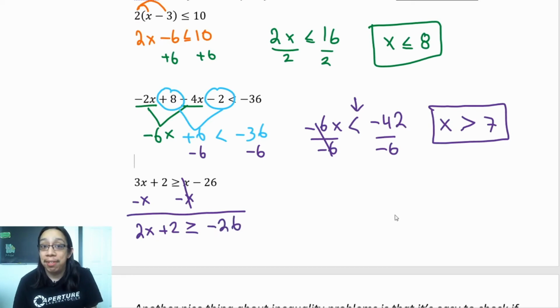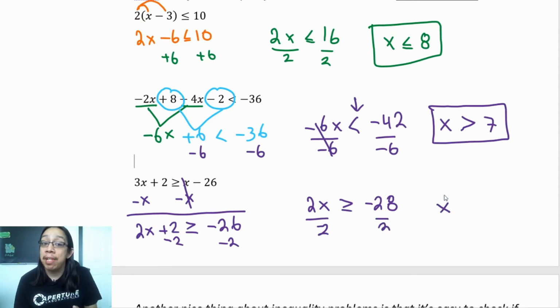Now from here, it's a two-step equation. We subtract 2 on both sides. We're left with 2x, inequality symbol, negative 28. And now we're going to divide both sides by 2. Now, just because your final answer is negative does not mean that we're going to flip the inequality sign. Remember, the only time you flip the inequality is when you divide by a negative number as your very last step. So just because the answer is negative does not mean we're going to flip it.